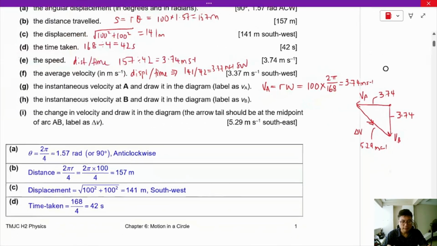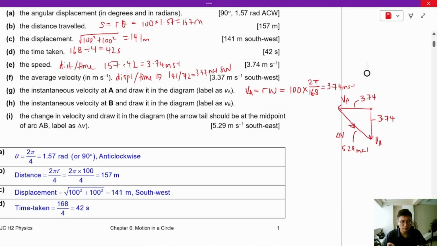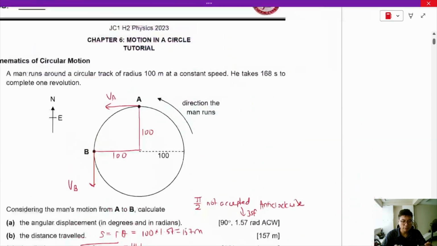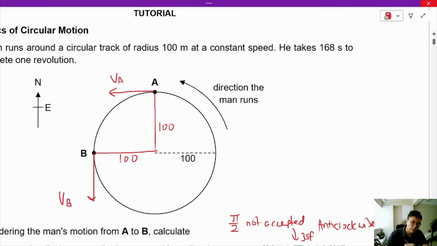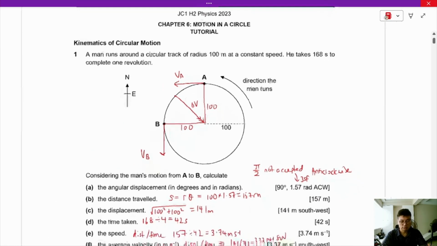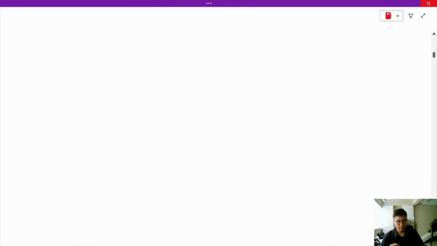Okay, and this we have to draw in the diagram. So in order to draw VA and VB, delta V will be drawn starting from here in the middle of arc A and B, and this would be delta V in this direction. Okay, or you can draw it like this, delta V in this direction. Now because delta V is a change of velocity, I tend to draw it with 2 arrowheads instead of 1. So this is question 1.